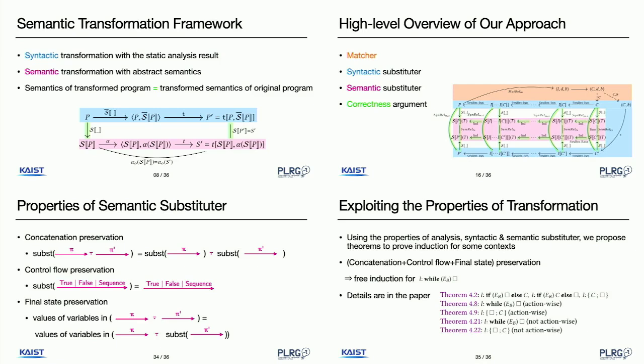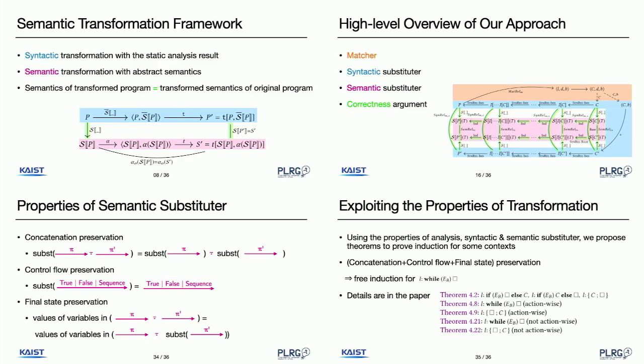I'm curious. Action-wise semantic substitution is a semantic substitution which works for every action. It is something like a map function, and non-action-wise is the semantic substitution which does not work as a map function.